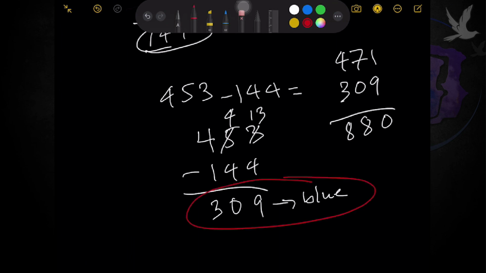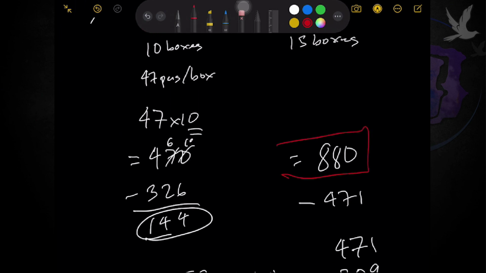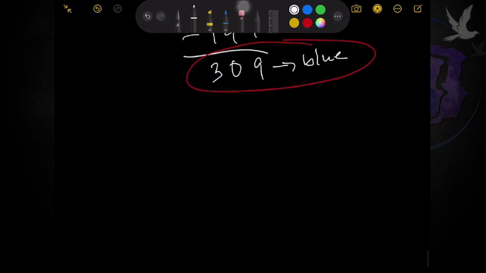Okay, had left. How many blue pens were there in each box? Nako, in each box pa talaga. Okay, so this is our total. To get the number of blue pens in each box, all you need to do is just to take this 880 and divide it by 15. That's it. Okay, that's it for number 11.